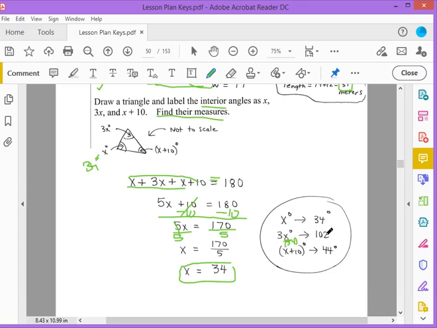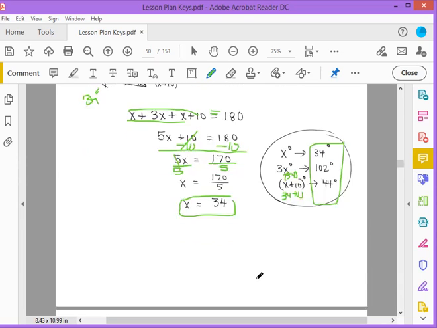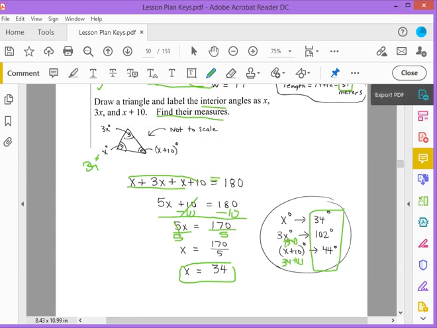That second angle will be 102 degrees. And then x plus 10, we're substituting 34 here. 34 plus 10 will give us that third angle, which is 44. So here are the three measures. And that concludes the 3.2 note.